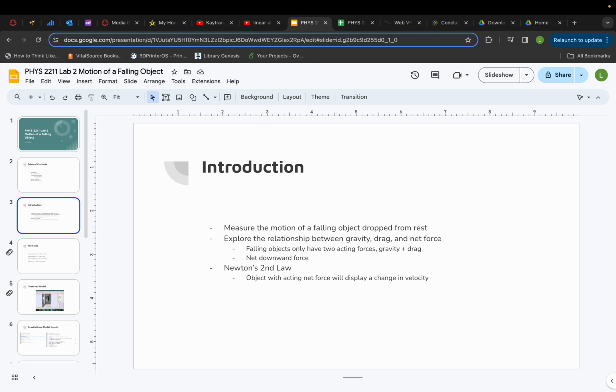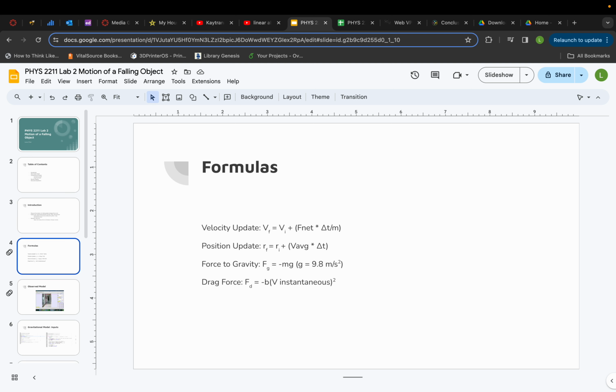And this also plays into Newton's second law, which states that objects with acting net force will display a change in velocity. Next, here are some formulas that will be used. The velocity update formula and position update formula will be used in the computational models. Force of gravity is displayed by Fg, which is negative mass times gravity, and the drag force is represented by negative b, the proportionality constant, times instantaneous velocity squared.